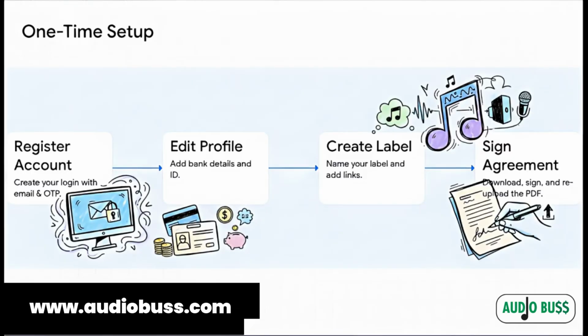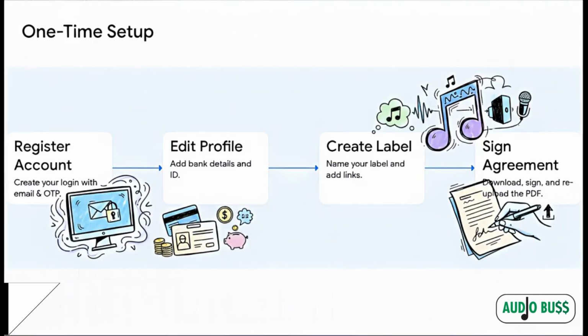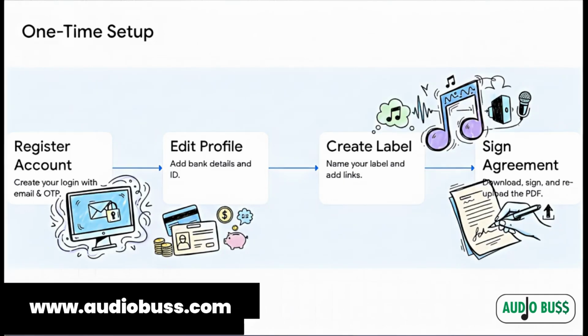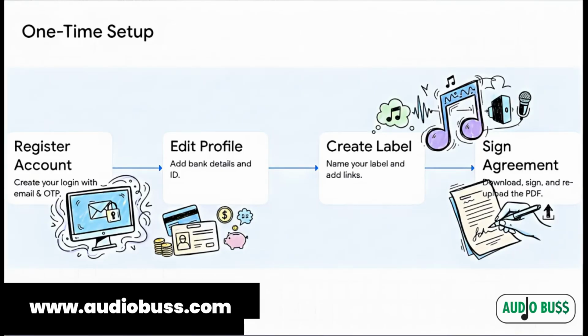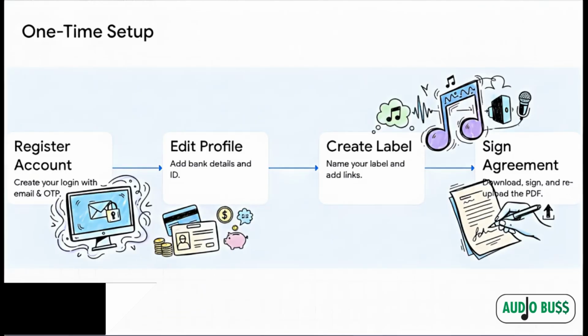First, register your account. The usual, email and a one-time password. Next, you've got to put in your bank details. I mean, that's how you get paid, right? Then you get to create your own label name, which is pretty cool. And last, you just sign and upload the agreement. Think of it like a quick checklist you've got to finish before we get to the really fun stuff.